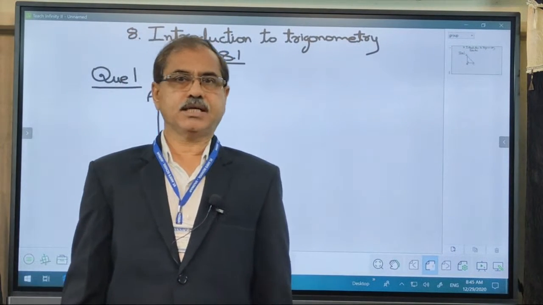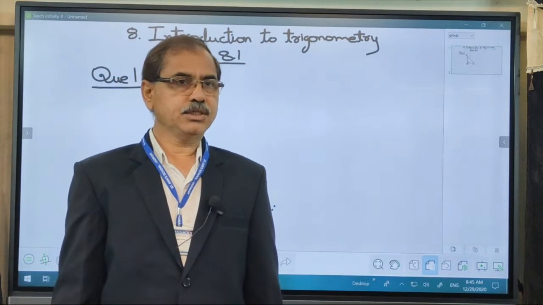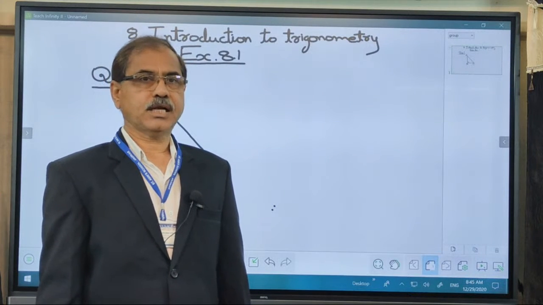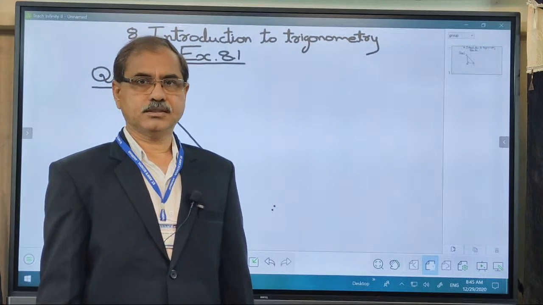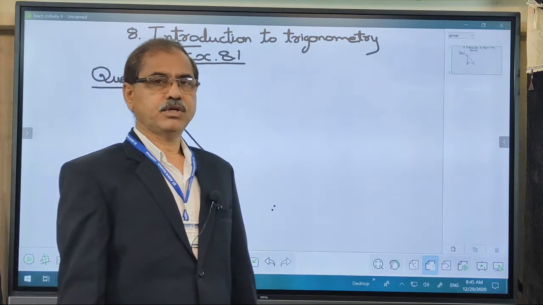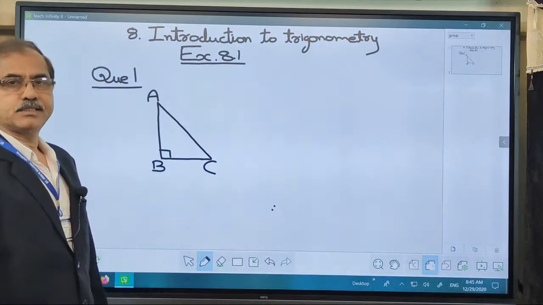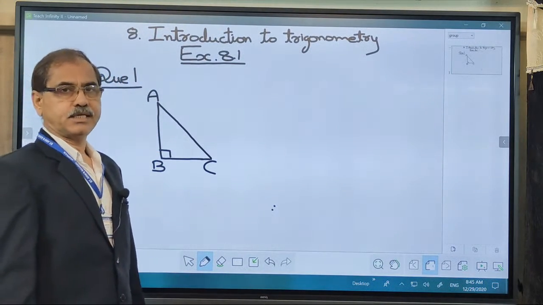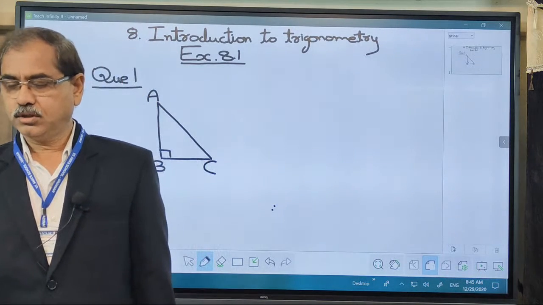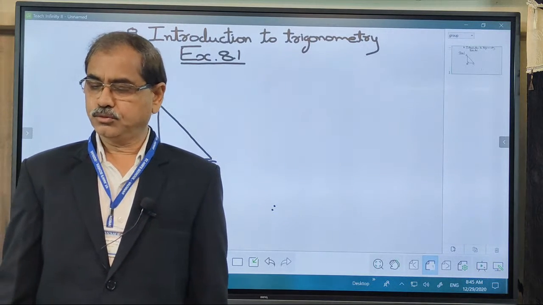We have already started the 8th chapter, Introduction to Trigonometry. I have already explained to you 6 different types of trigonometric ratios. Let's quickly revise. When I explained to you, we were talking about adjacent side, opposite side, etc. We'll try to revise this point once again with the help of the first question of exercise 8.1.